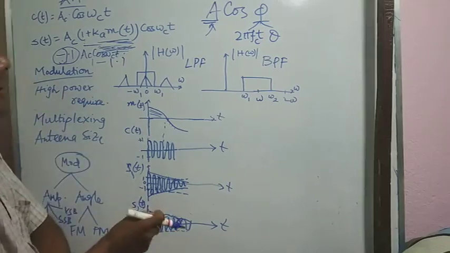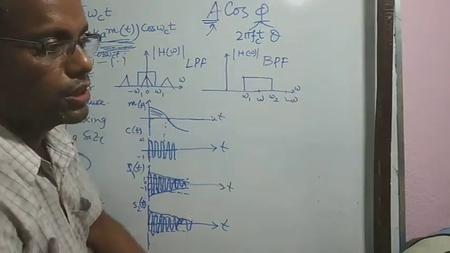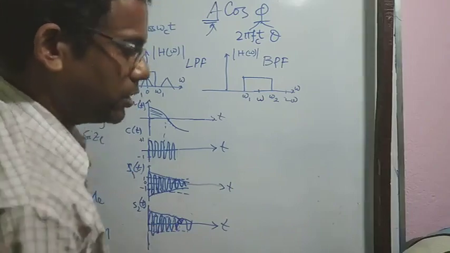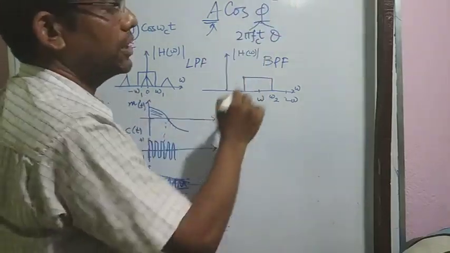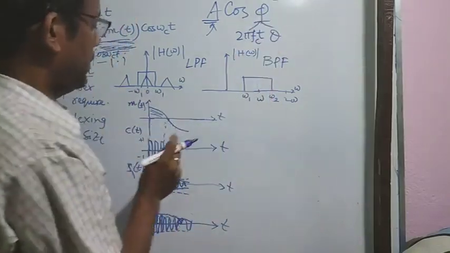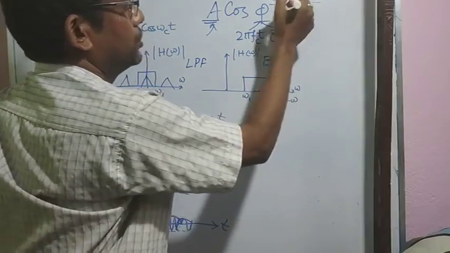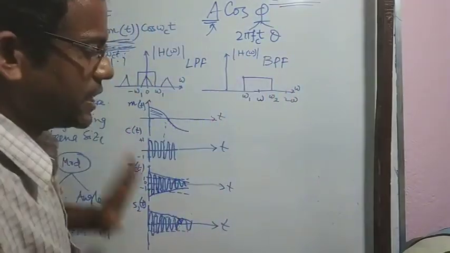Therefore, it is desired that the mod of Ka m(t) should be less than 1 for detection of the envelope at the receiving end. Another is the frequency of the carrier signal should be very, very high compared to the bandwidth of the message signal W. So these two conditions must be satisfied in case of amplitude modulation. Thank you.